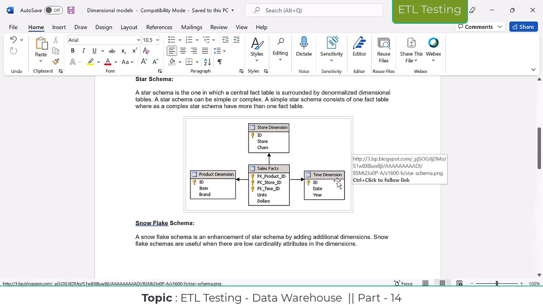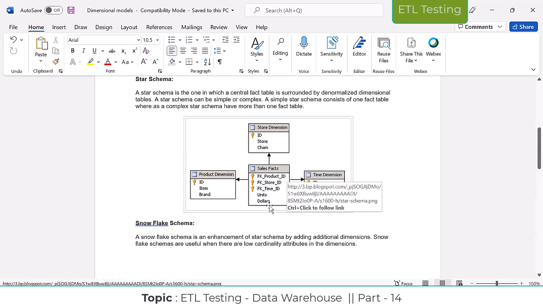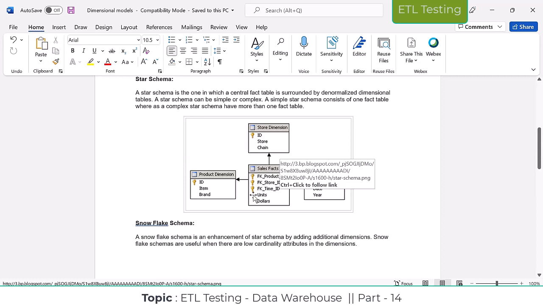But coming to the fact table, these will be foreign keys. The reference keys of the dimension table are nothing but the foreign keys. We'll discuss what a foreign key is and what a primary key is in the SQL topic. Whenever we start SQL, we'll discuss it clearly and in depth. These numerical data we call measures. A measure is nothing but a numerical value, numerical data, a numerical column.